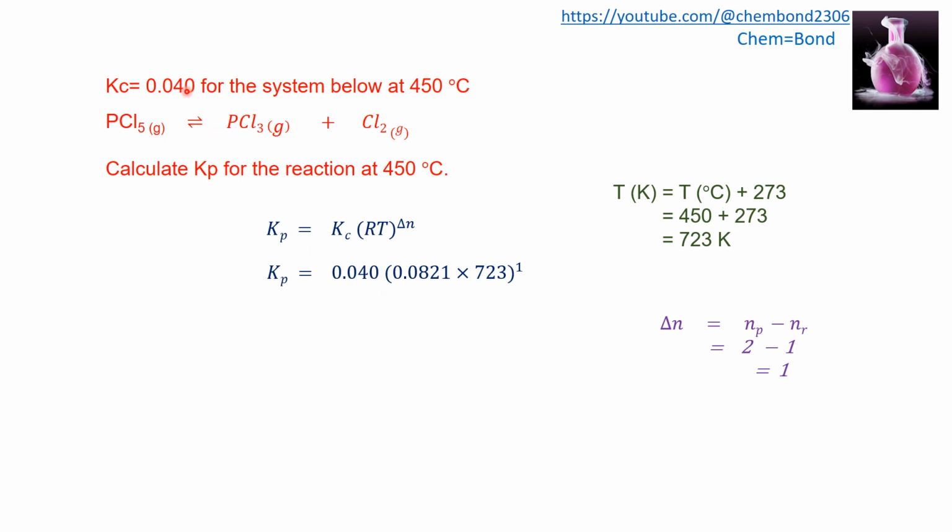Putting in the values: 0.040 is the Kc value, 0.0821 is the gas constant value, temperature is 723 and delta N value is 1. So we will get 2.73, that is the value of Kp for this reaction.